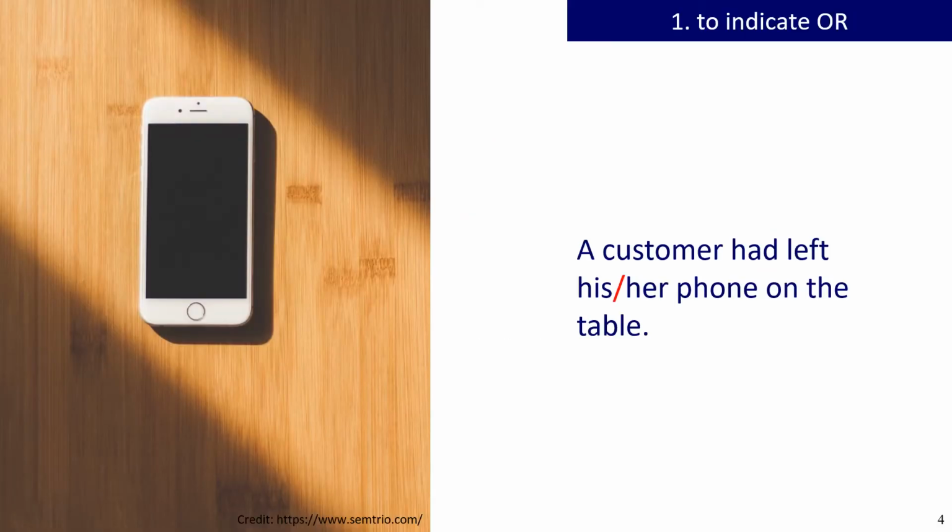In the picture, we see an iPhone left on a table. Sentence example: a customer had left his/her phone on the table. In other words, a customer, either him or her, had left their phone on the table.